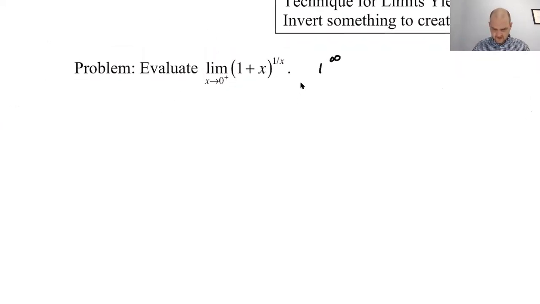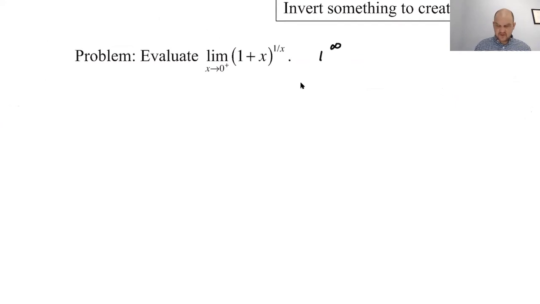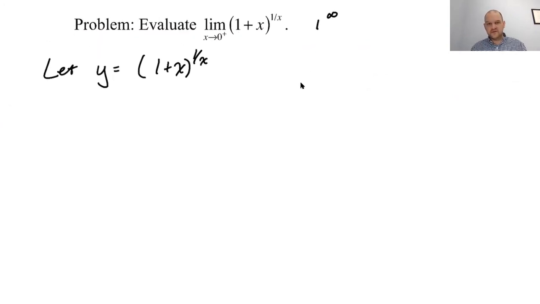Let's see. So I'm going to use a let statement. I'm going to say let y equal 1 plus x to the 1 over x. Okay, why would I do that? It's not really clear initially. But I'm essentially just trying to find the limit as x approaches 0 from the right of y. That's my goal here.